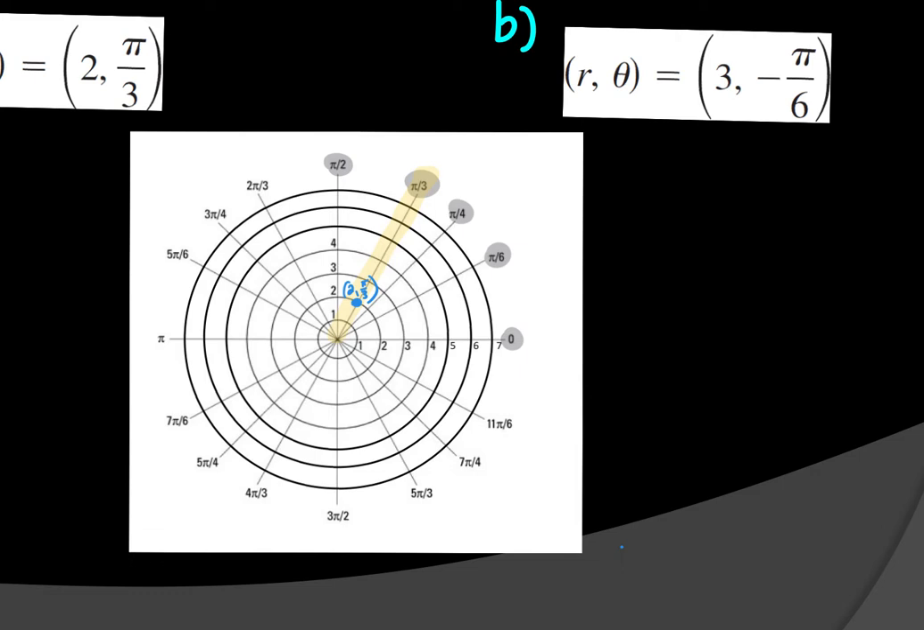Now the next one is 3, negative pi over 6. So how do I find negative pi over 6? And there are 2 answers here. What's one way?